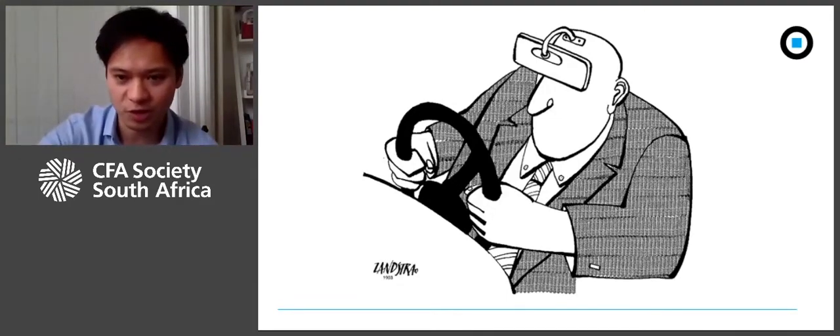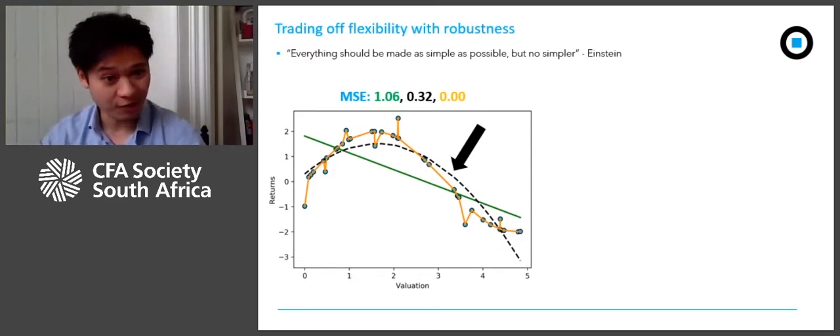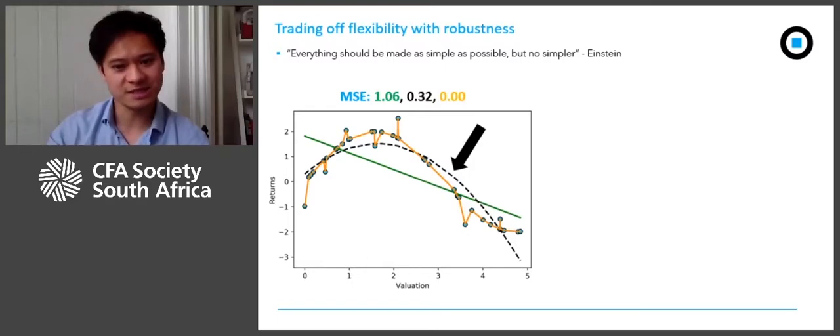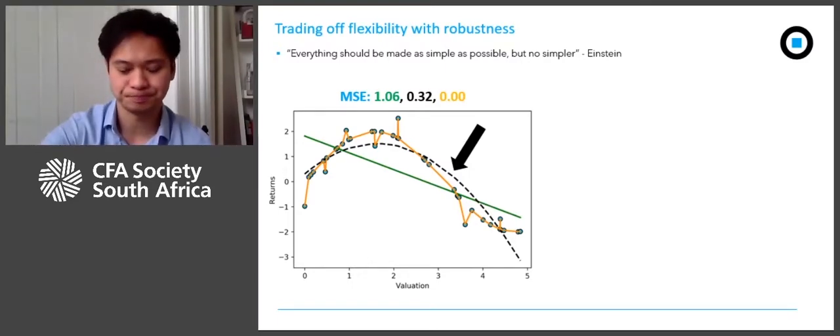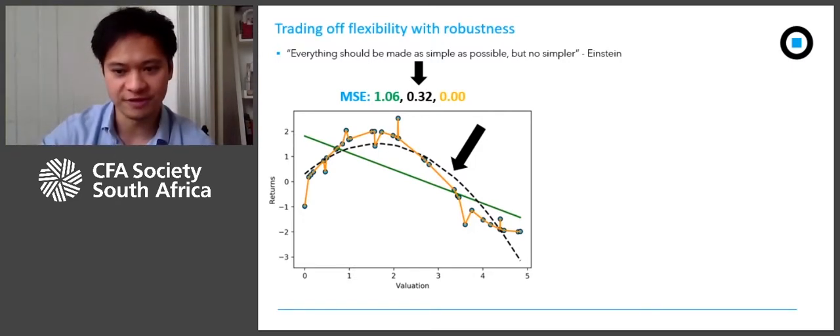So just to confuse things further, I'm going to add a third model, and that's the dashed black line there. And this one is slightly more complex than the simple straight line, but less flexible than the complex orange model. So on the original data, this new model has a mean squared error that's low, but it's not zero. It doesn't perfectly fit all of the data points.